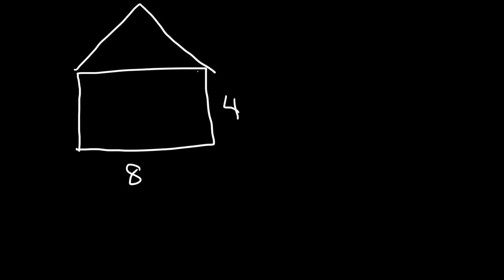Let's work on another example. So let's say we have a triangle attached to a rectangle. The rectangle is 8 by 4. The triangle has a height of 4 units. And let's say this side is 6 and this is 5. Let's find the area first. So the area of the rectangle is going to be length times width. So 8 times 4, that's 32.